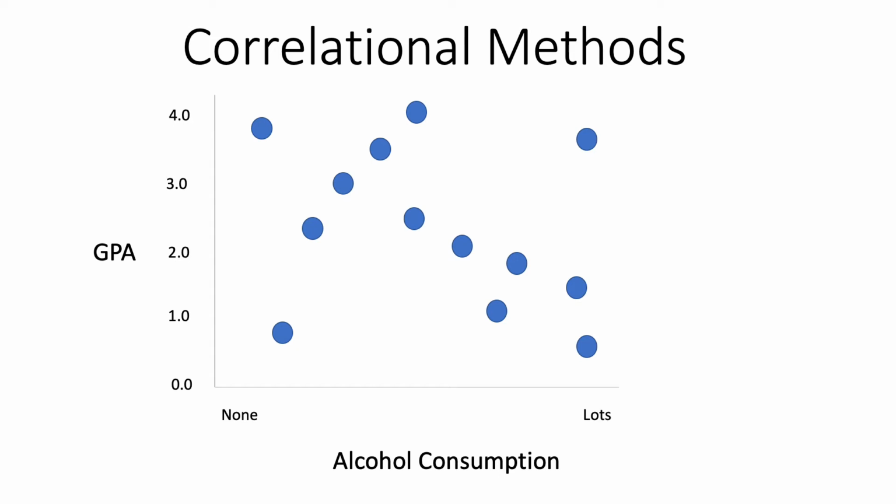related to low GPAs. So we would conclude, just by looking at this scatter plot, that we have what's called a negative correlation between these two variables. As one increases in value, the other one decreases. So as GPA goes up, alcohol consumption goes down. As alcohol consumption goes up, GPA goes down. Now, it's not enough to simply look at the scatter plot and conclude that you have a statistically significant relationship.